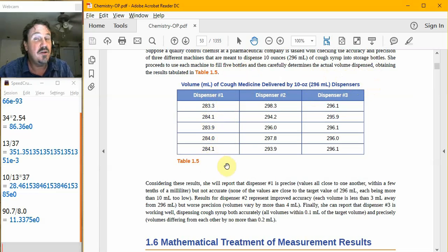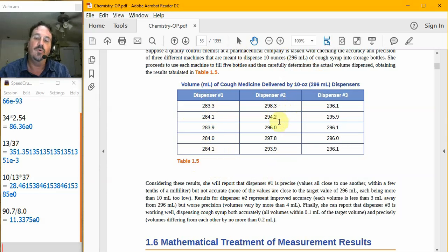Precise? Accurate? Well, these numbers are pretty close. I would definitely say that's precise. Right? Is it accurate? Well, the average of those looks like it's going to be about 284-ish. It should be 296. Now that sounds like it's quite a bit off. So I'd say this is precise but not accurate. Those dispensers were not calibrated correctly. That number 1 dispenser.